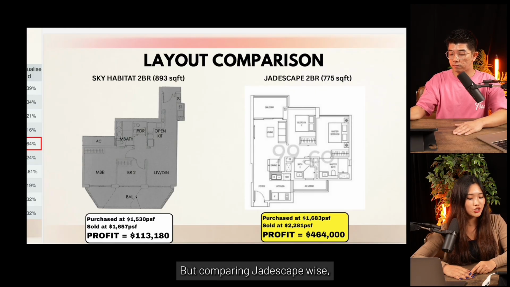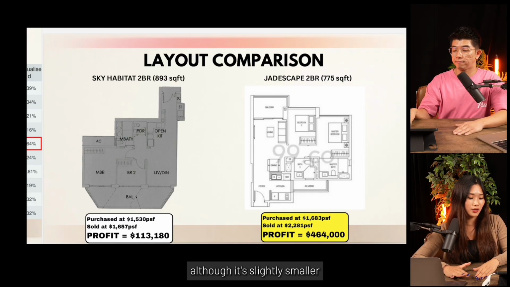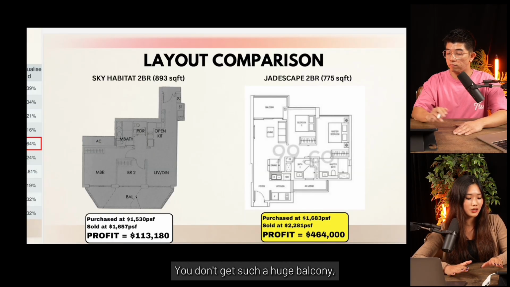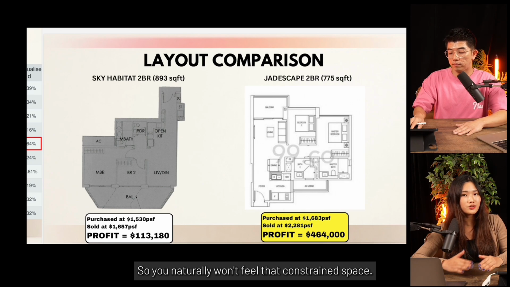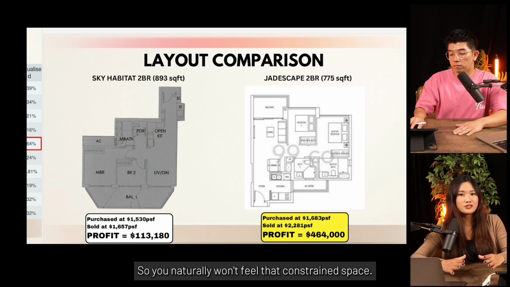But comparing with Jadescape, although it's slightly smaller, you don't get such a huge balcony, and the kitchen and everything is really efficient. So you naturally won't feel that constrained for space.